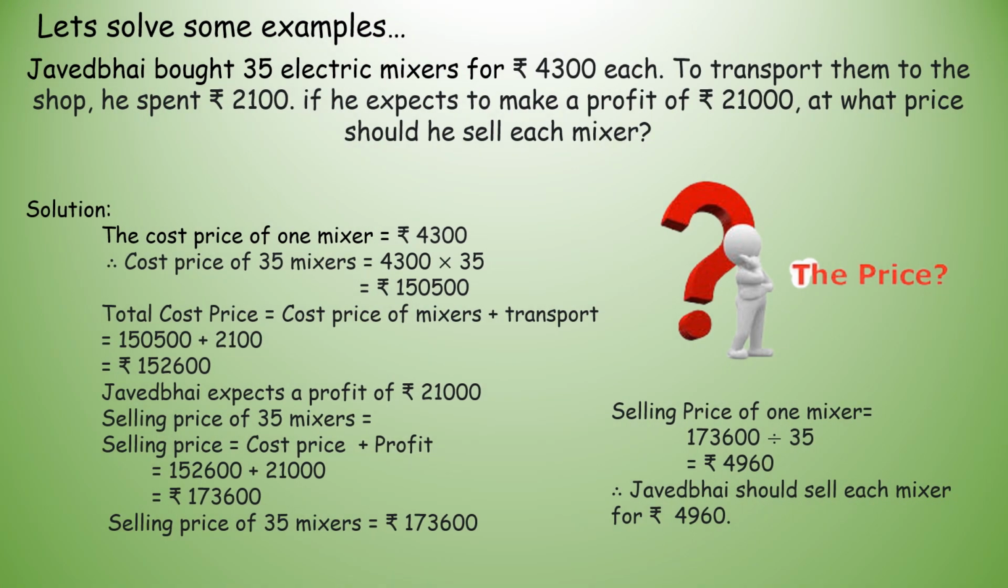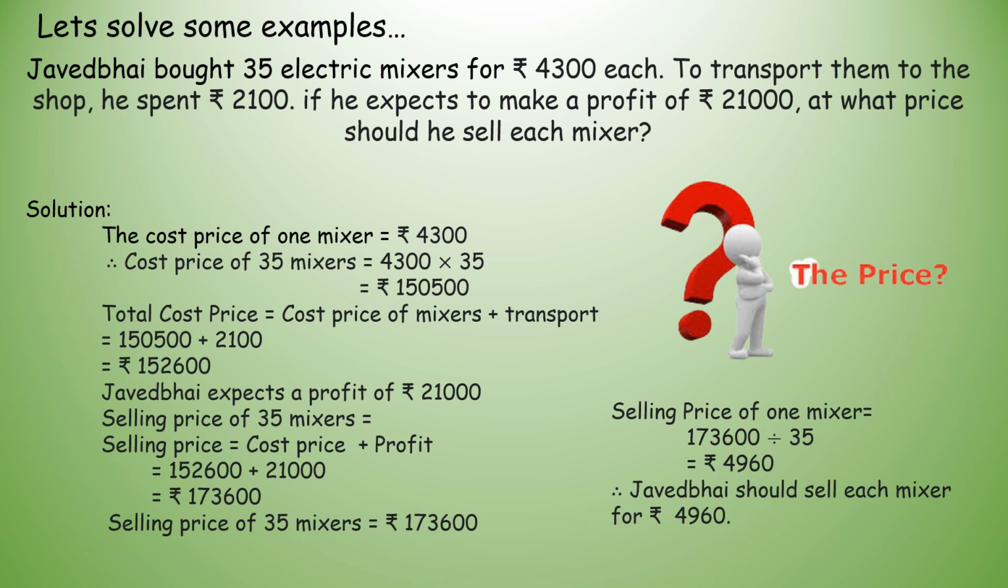Next example: Javed Bhai bought 35 electric mixers for rupees 4,300 each. That is, one mixer is 4,300 each, and 35 we have to find. And for transportation he spent rupees 2,100. And he expects a profit of rupees 21,000. Remember, here selling price is not given. You are given a profit of rupees 21,000.